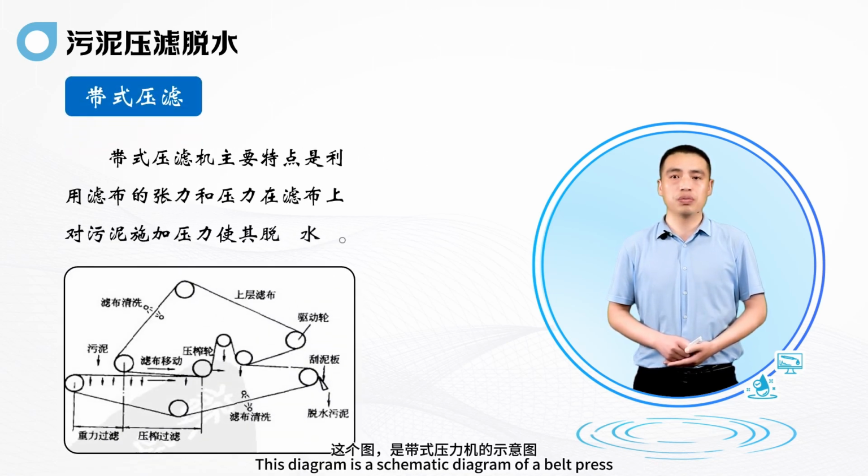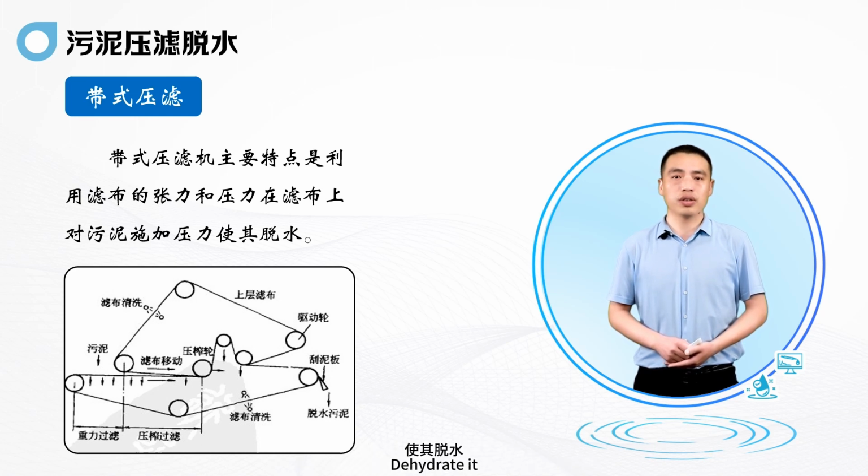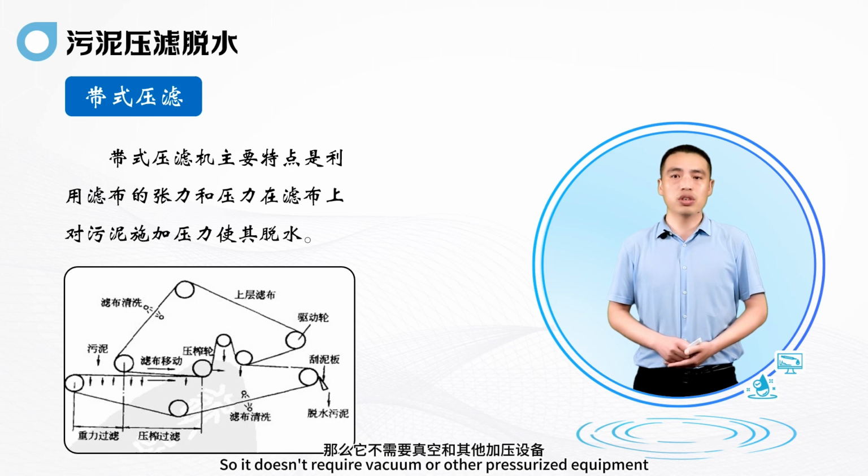This diagram is a schematic diagram of a belt press. The main characteristics of a belt press are that it utilizes internal tension and pressure to apply pressure to the sludge on the filter cloth to dewater it, so it doesn't require vacuum or other pressurizing equipment, has low power consumption, and is capable of continuous operation.